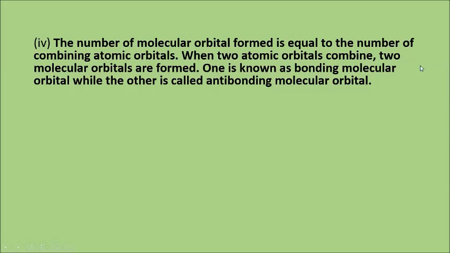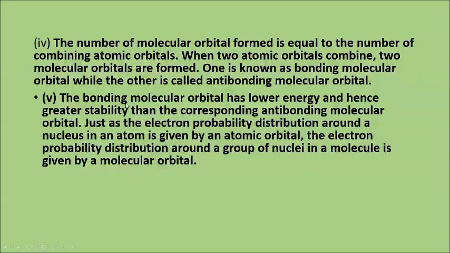When two atomic orbitals combine, two molecular orbitals are formed; one is known as the bonding molecular orbital and the other is the anti-bonding molecular orbital. The bonding molecular orbital has lower energy and hence greater stability compared to the anti-bonding molecular orbital.